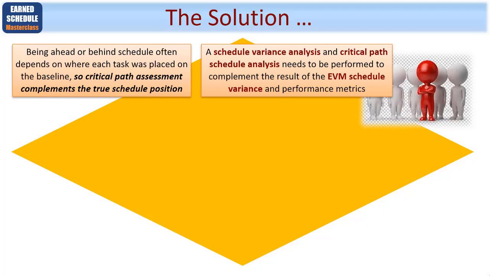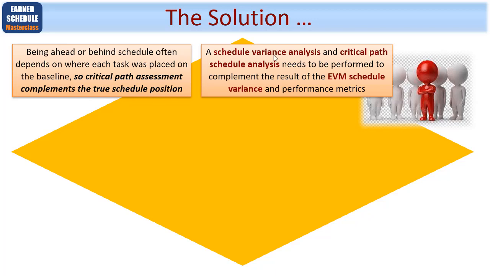So the solution to the problems with earned value is to use Earned Schedule. You will be using Earned Schedule with your critical path method, where you'll be applying the Earned Schedule calculations with your network diagram and Gantt chart and so on, as you track actual work completed on each task. Being ahead or behind schedule often depends on where each task was placed on the baseline, so critical path assessment complements the true schedule position.